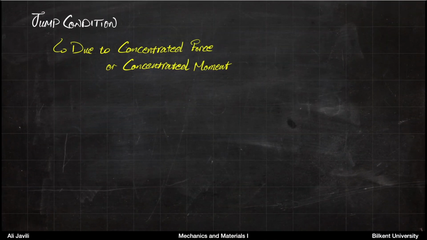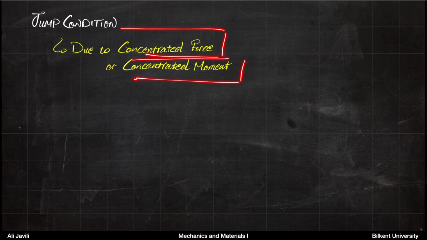So the first thing we want to talk about today is the so-called jump condition. Basically, what we want to see is that if we have a concentrated force or a concentrated moment, what sort of jump we get in our shear and moment diagram. You can imagine that due to a concentrated force, we should see a jump in the shear force diagram, and due to a concentrated moment, we should see a jump in the moment diagram.